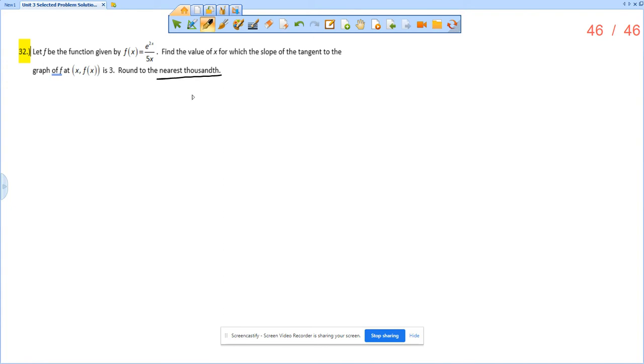All right, so as soon as we see round to the nearest thousandth, we have to realize that this means it's a calculator question. Find the value of x for which the slope of the tangent. Remember, slope of the tangent must prompt you to think of derivative, right? So derivative is 3. So what does that mean? We want to know when is f prime of x equal to 3, or for what value of x. So solve for x. Now remember, this is a calculator question.